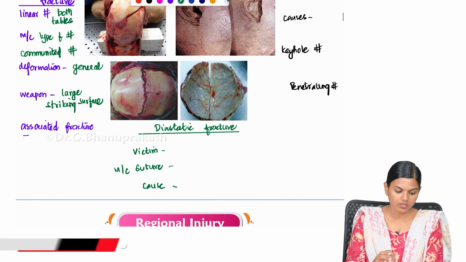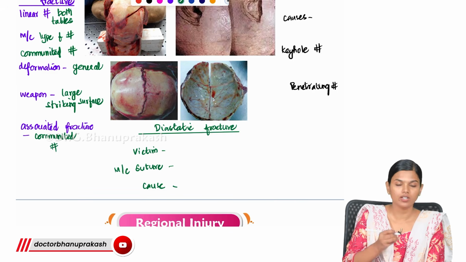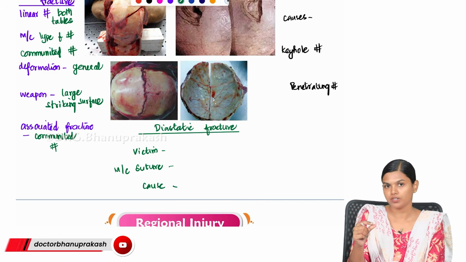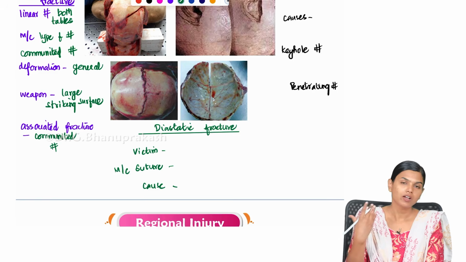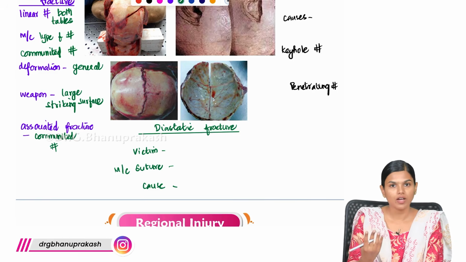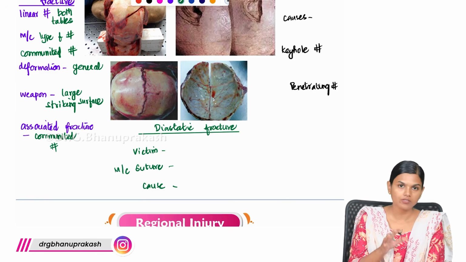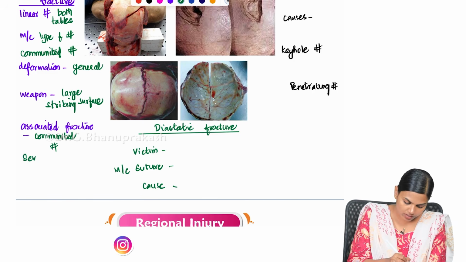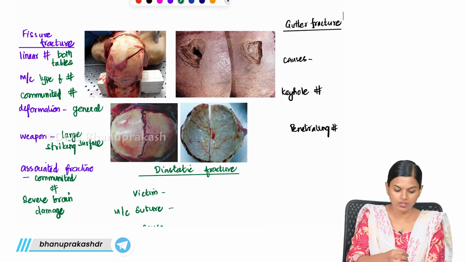And the associated fracture that you can see with this is the comminuted fracture. So linear fracture, if only one is present, we will say it is a fissure fracture. If multiple fissure fractures come together, we call it a comminuted fracture. This is mostly seen in a general violence or a weapon with a large striking area, and there will be severe brain damage. So this is about the fissure fracture.